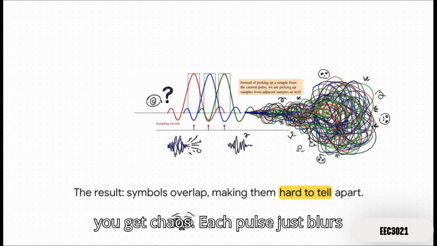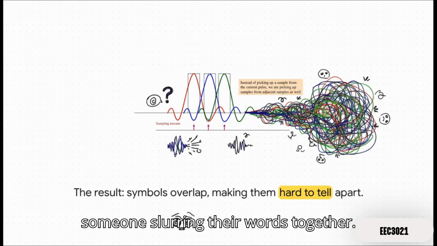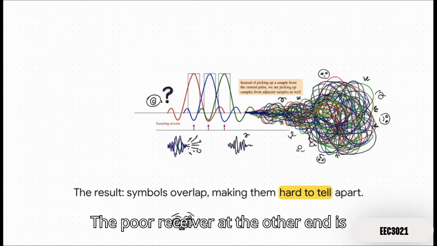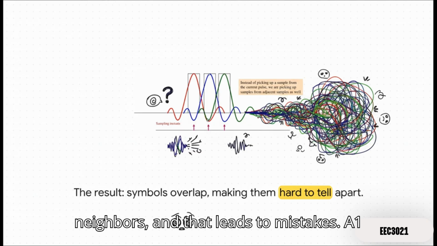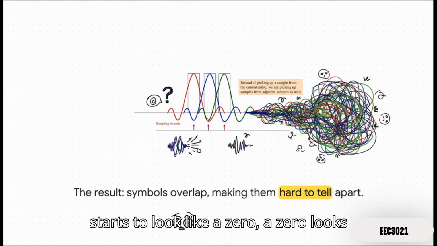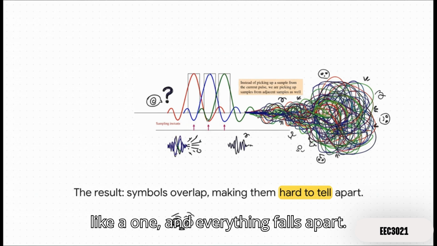Each pulse just blurs right into the next. It's just like someone slurring their words together. The poor receiver at the other end is trying to read the signal, but it's getting all this noise from its neighbors, and that leads to mistakes. A 1 starts to look like a 0 looks like a 1, and everything falls apart.